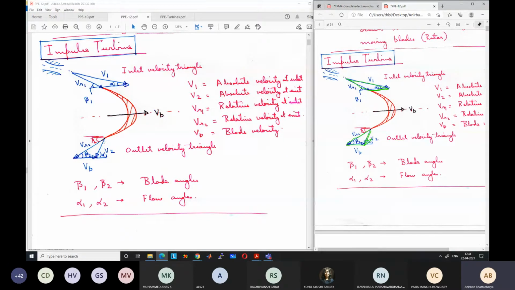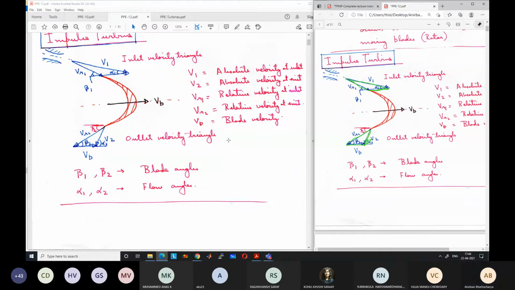Similarly, V1, V2 are the absolute velocities, VR1, VR2 are the relative velocities. Because VB is the same, we can superimpose these two triangles on the same axis with the same VB, because this length is the same for both triangles, and in doing so we can do the calculations much more easily.